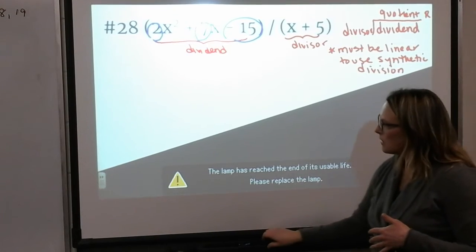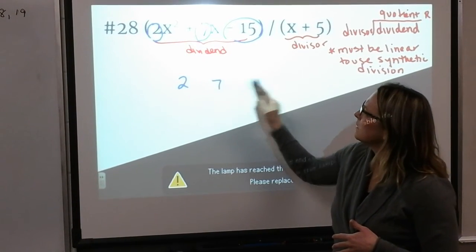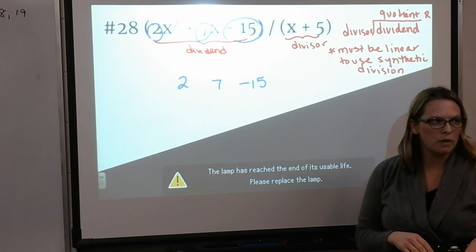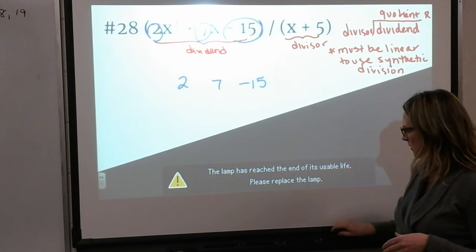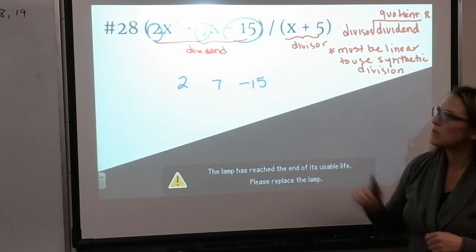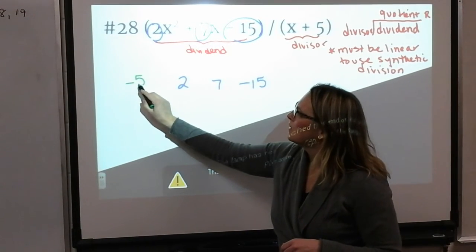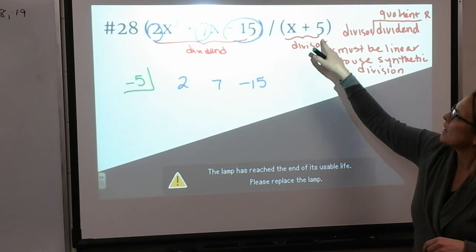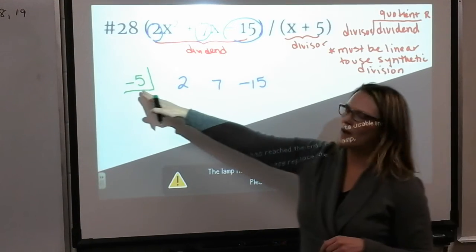But for this one, what you do for synthetic is you write down all the coefficients. So 2, 7, negative 15, and you keep the sign. So if it's positive, you keep it positive. If it's negative, you keep it negative. And then you're going to write down the opposite sign of your factor. So your divisor is x plus 5, so you're going to really just write down your root. You're going to put it in a little box to the side. So if I solved for x, it'd be x plus 5 equals 0. So x equals negative 5. Negative 5 is what goes there.